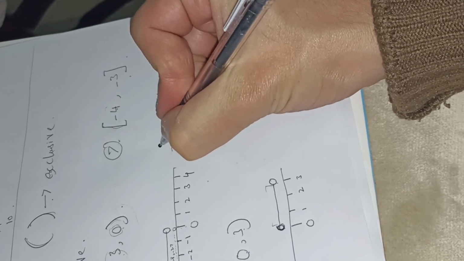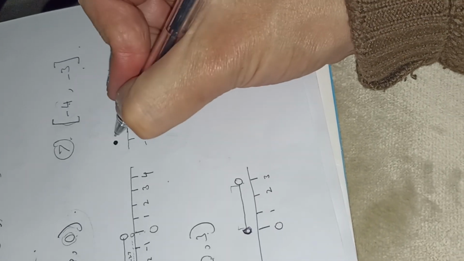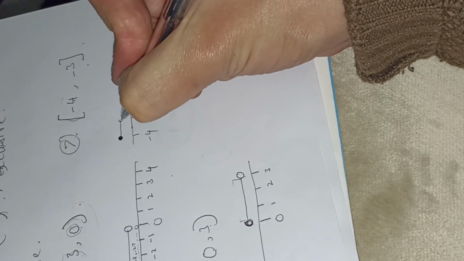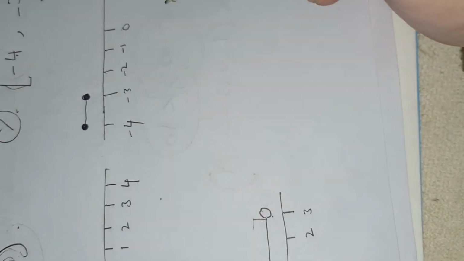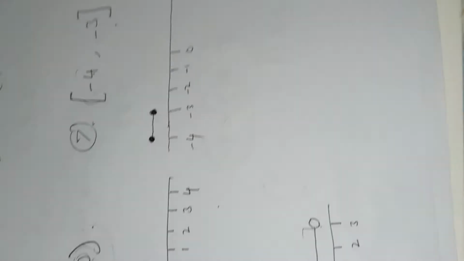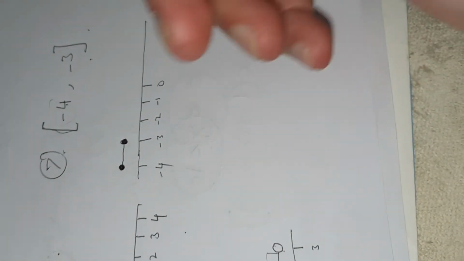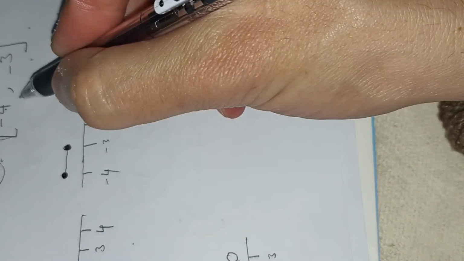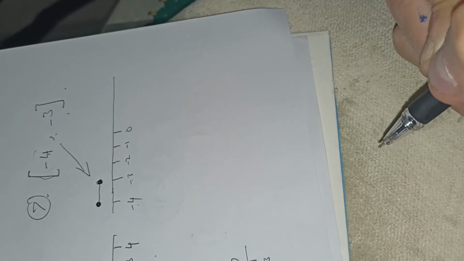Okay, so here we have this minus 4, and we will make this circle a dark or shaded circle. So this is how to sketch this question. It means all the values between minus 4 and minus 3 are included in this interval.